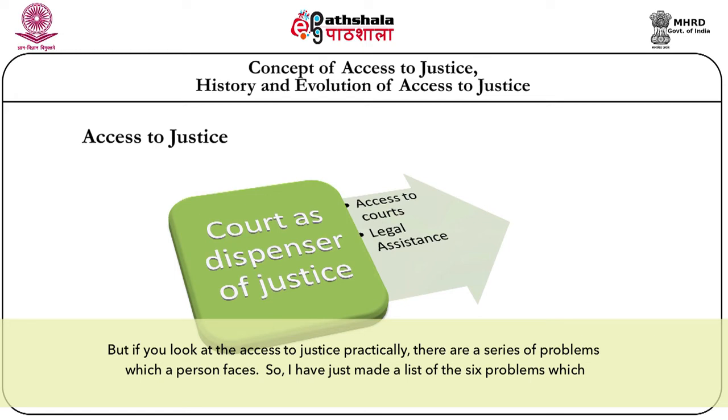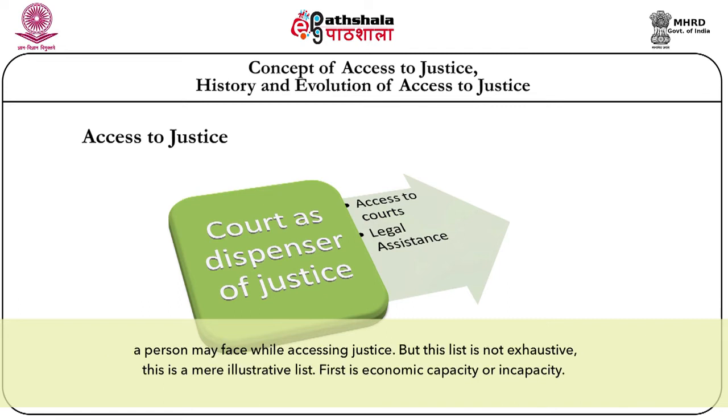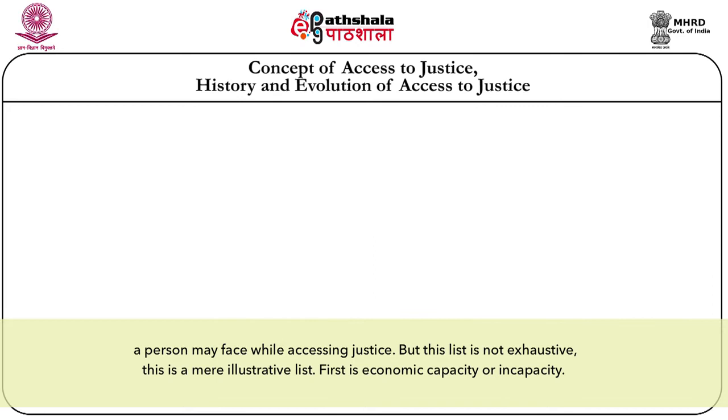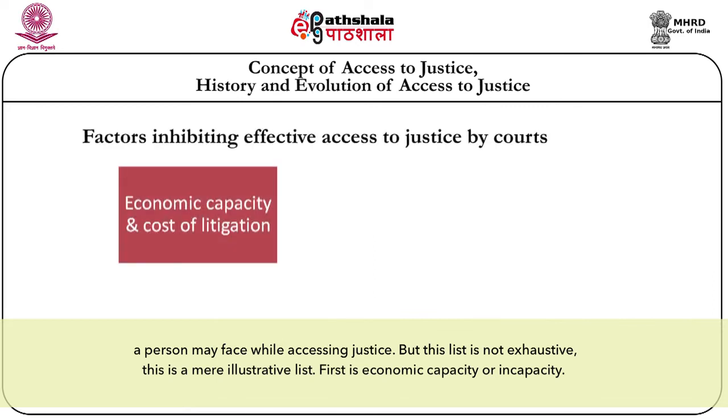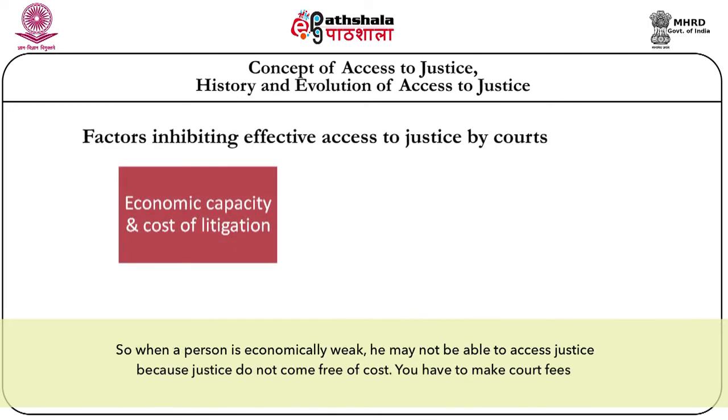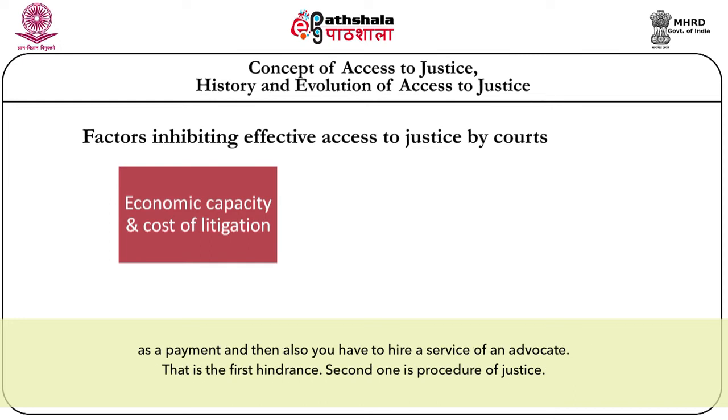So, I have just made a list of the 6 problems which a person may face while accessing justice, but this list is not exhaustive, this is merely an illustrative list. First is economic capacity or incapacity. When a person is economically weak, he may not be able to access justice because justice does not come free of cost. You have to pay court fees, and then also you have to hire the services of an advocate. That is the first hindrance.